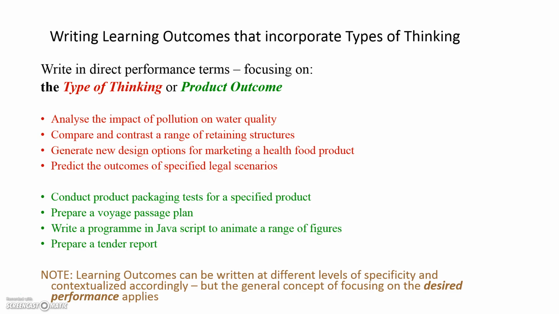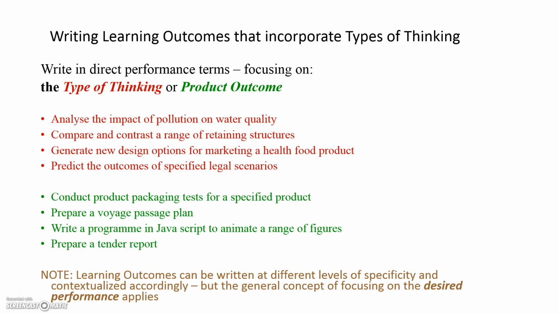Can you think of what that might be? Prepare a voyage passage plan. Now, that's a real-world navigation performance. I think there's a lot of types of thinking underpinning that. I wouldn't want that not to be well thought out. And so on with those other examples. So you can see, you can write these outcomes focusing on the type or types of thinking or particular performance product outcomes in your content area.